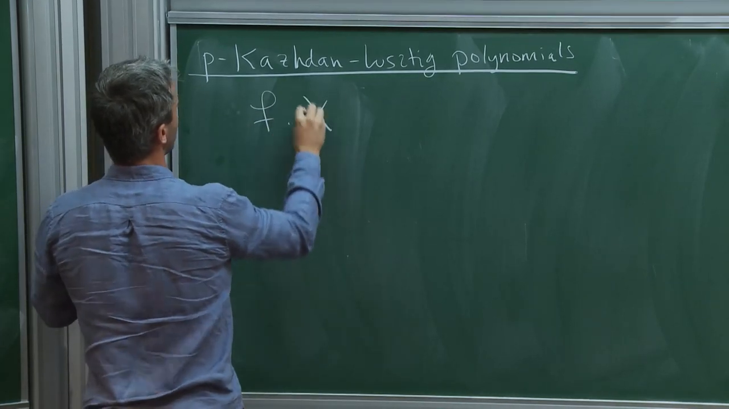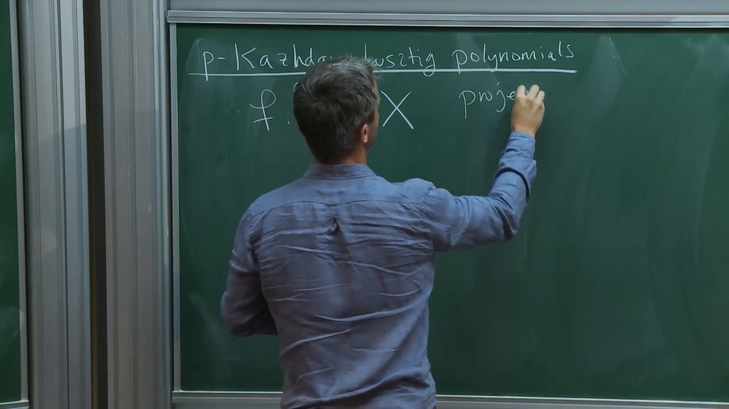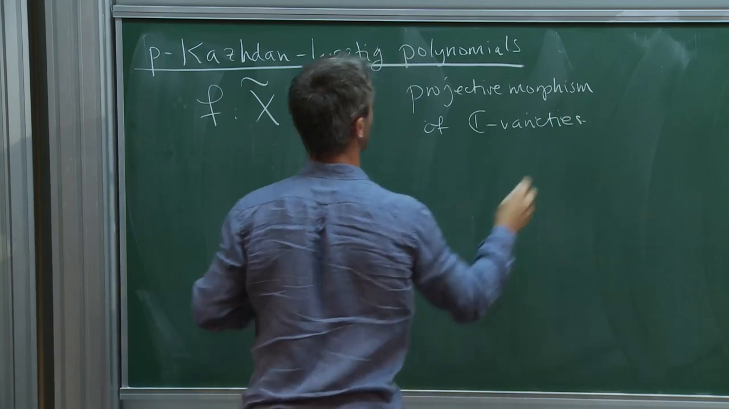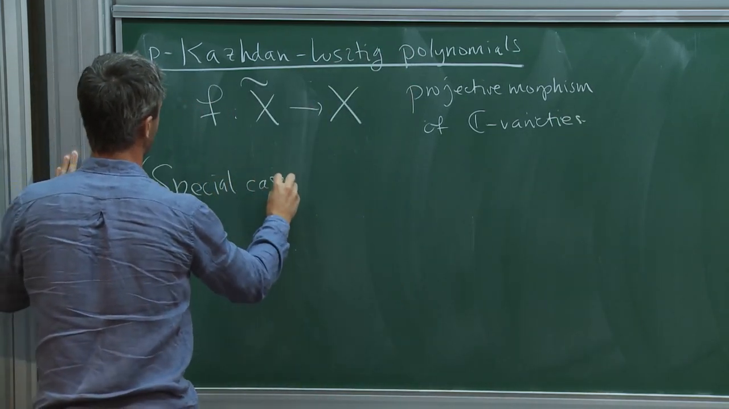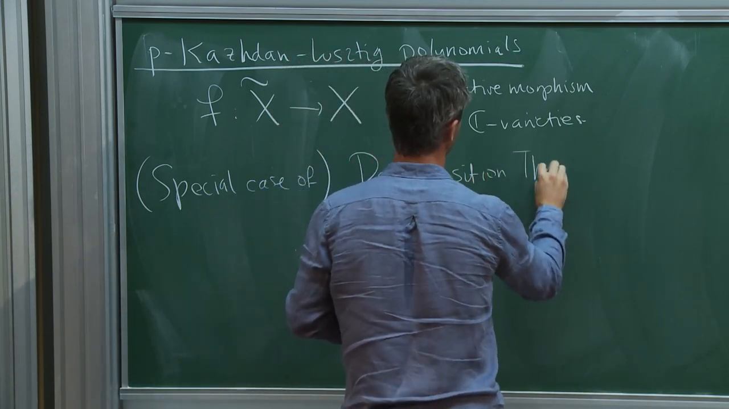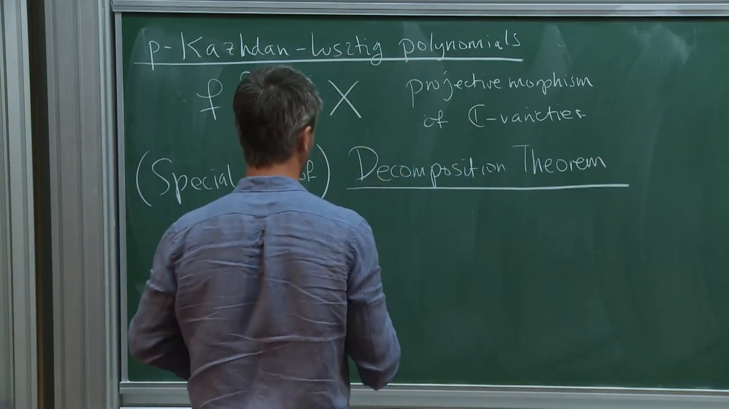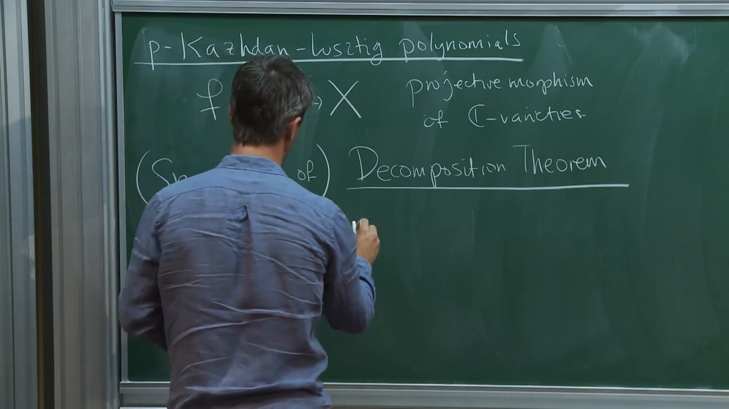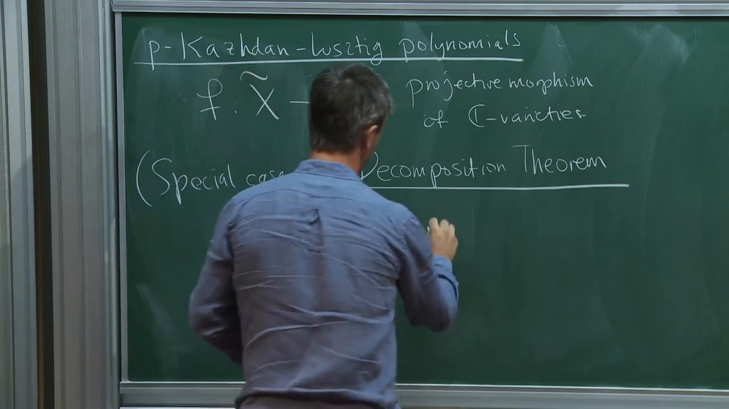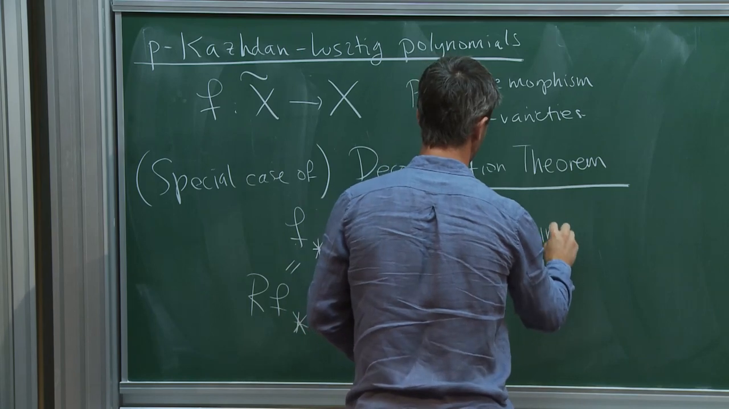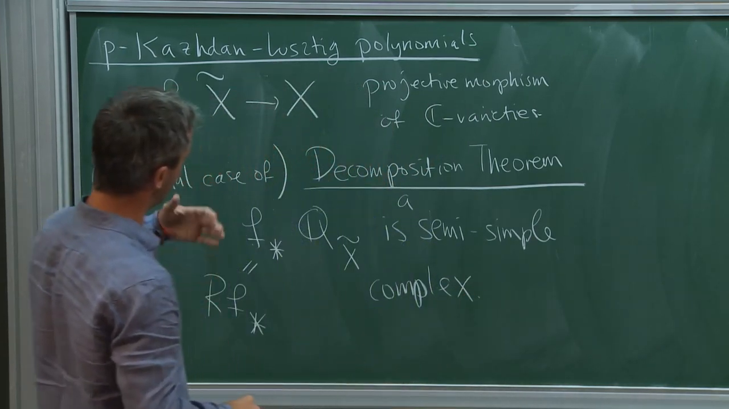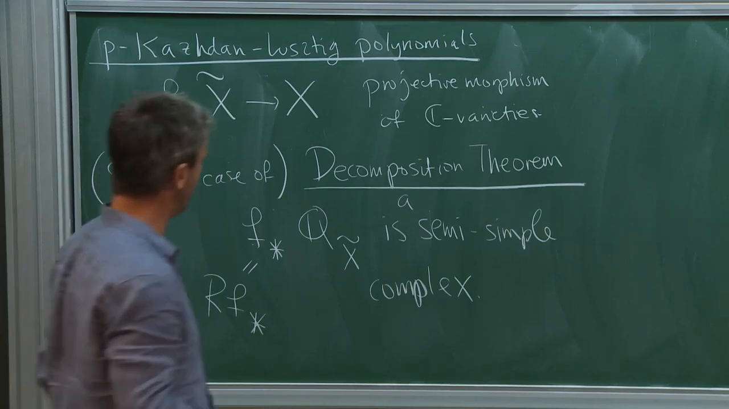So if we have f from X tilde to X, a projective morphism of complex varieties, then a special case of the decomposition theorem is that Rf lower star of the constant sheaf on X tilde is a semi-simple complex in the sense of perverse sheaves. So it splits as a direct sum of its perverse cohomology groups, and each of these perverse cohomology groups is a semi-simple perverse sheaf.